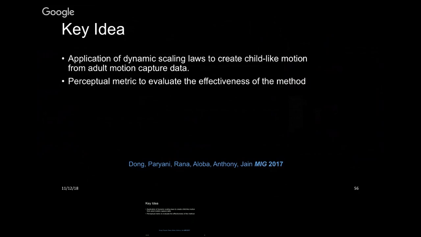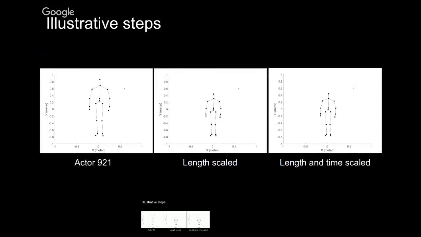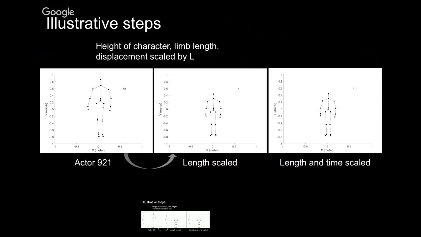So I'll talk about the steps of the dynamic scaling laws at a very high level. The algorithm itself is very, very nice. It's very easy to implement. We start with adult motion. Here's what it looks like. We scale this adult motion so that the height of the character, the limb length, and the displacement are simply linearly scaled to the size of a child.